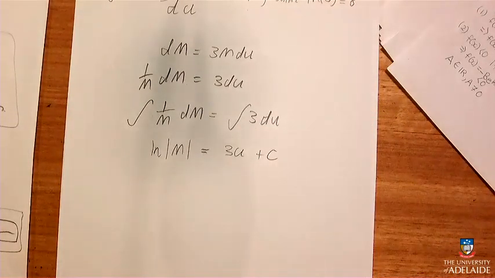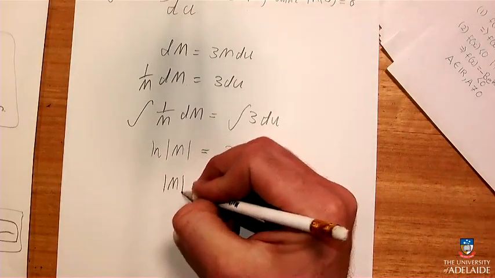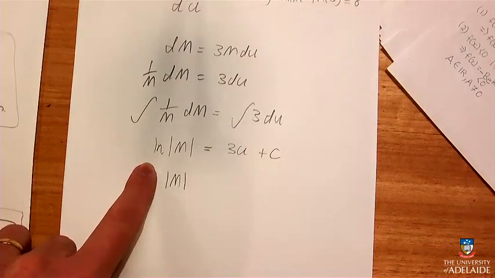Okay. Now the goal is to get m equals. And so I need to keep going until I get there. So if I want to get rid of an ln, what I need to do is e to the power of.